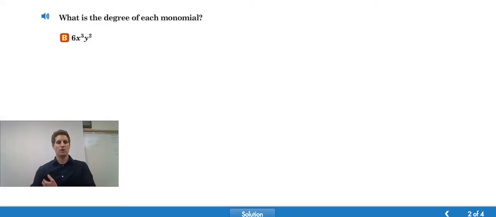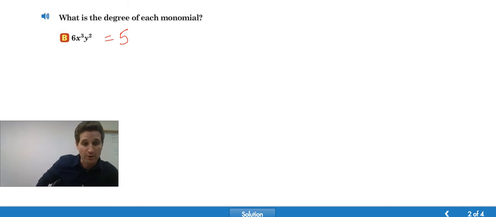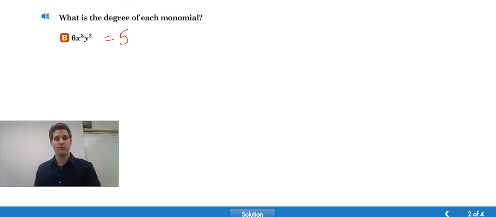Okay, so number 1. What is the degree of each monomial? So the degree of the monomial is going to be the addition of our exponents. Okay, so this is one term, but we have 3 plus 2, so the degree of this is going to be 5. We just do the exponents 3 and 2. 6 doesn't have an exponent, so it doesn't have a degree, so we don't add anything to it via that.